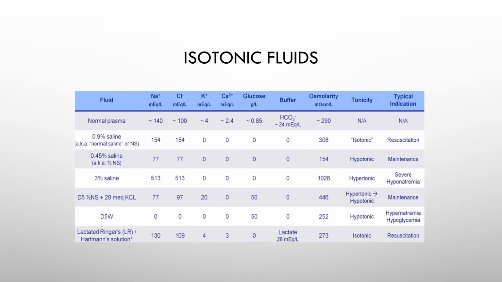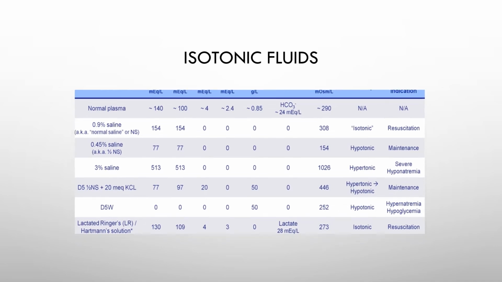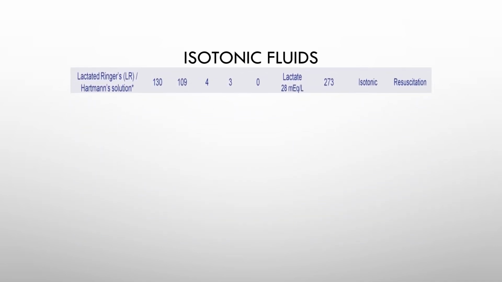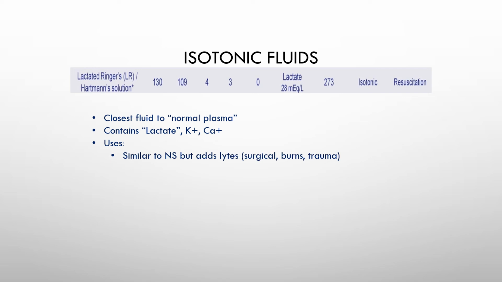The next isotonic fluid, lactated ringer, otherwise known as Hartmann solution. It's the closest fluid to normal plasma, and it contains lactate, which is converted to bicarbonate in the liver. So remember, lactate is the compensatory base for lactic acid. So lactate plus hydrogen equals lactic acid. It also contains a little bit of potassium and calcium. Its uses are very similar to normal saline, but it adds electrolytes.